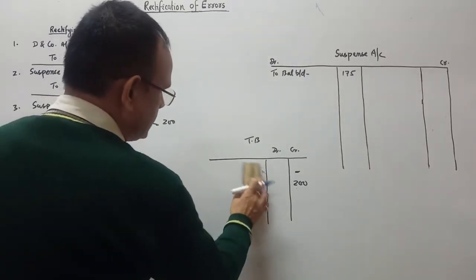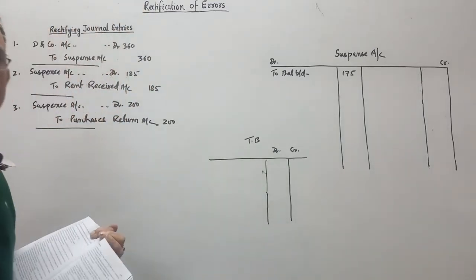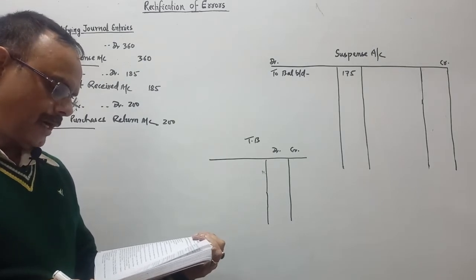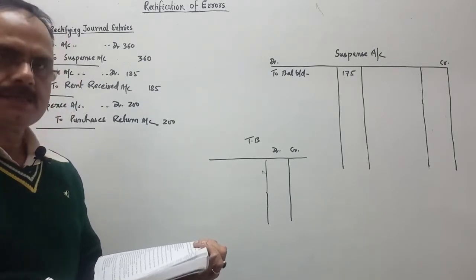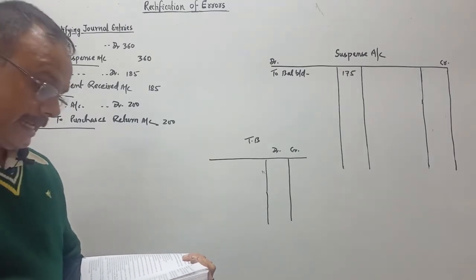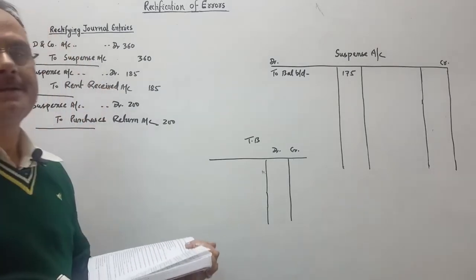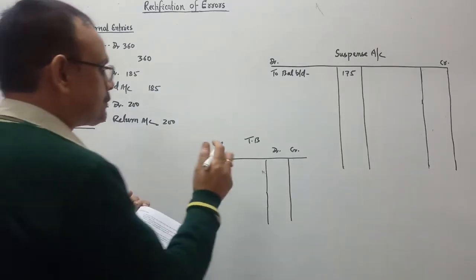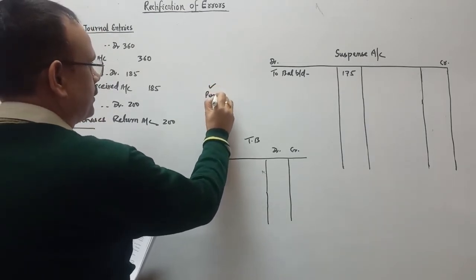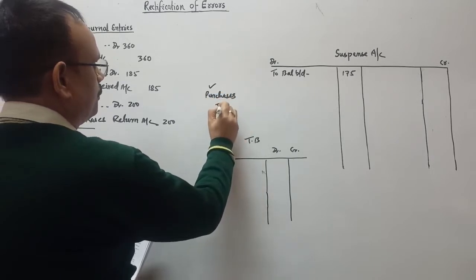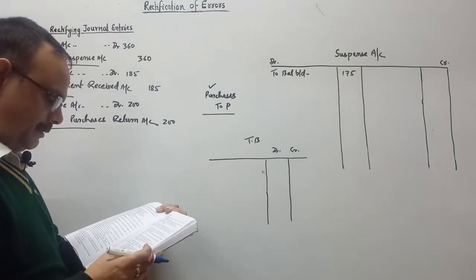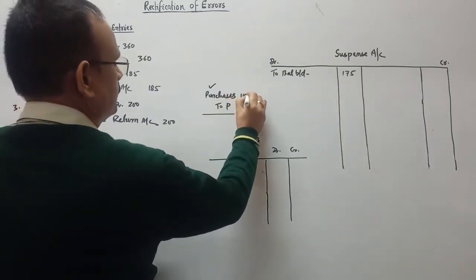Okay, purchase return account. Next is goods worth rupees 100 were purchased from Prakash, but the amount was entered in the sales book. The account of Prakash was correctly credited. Now see, goods purchased from Prakash. So the right entry should be purchase account debit to Prakash account. Okay, P for Prakash. Purchase account debit to Prakash account, right? This amount is 100 rupees.